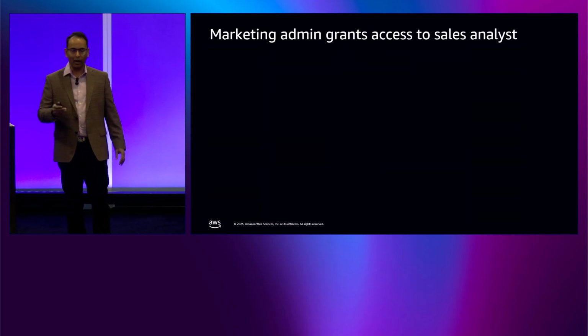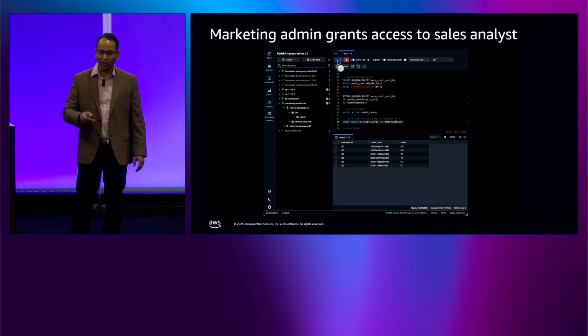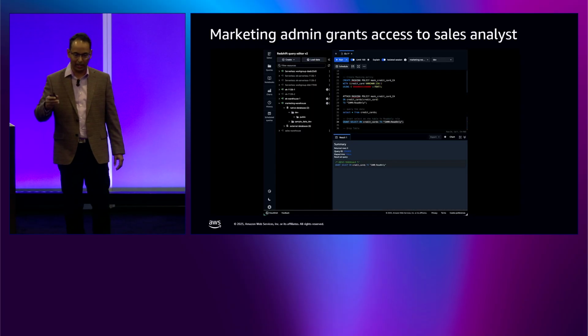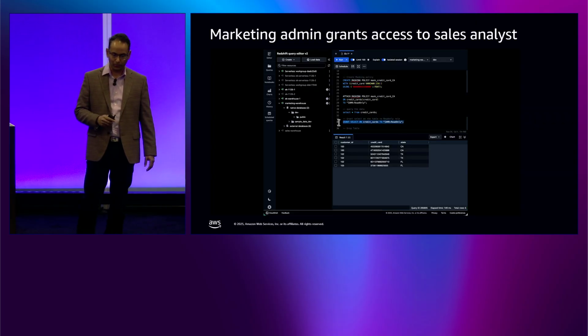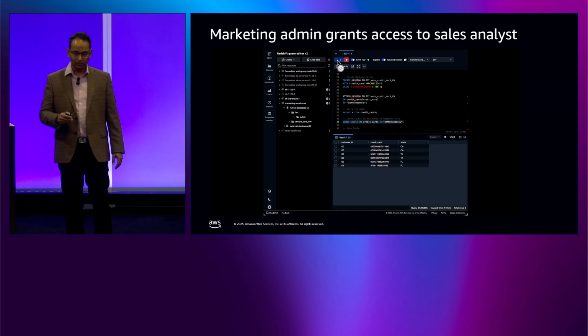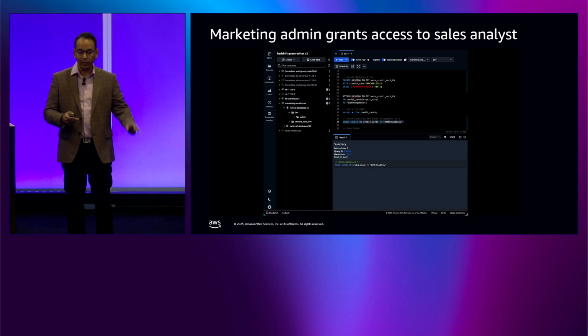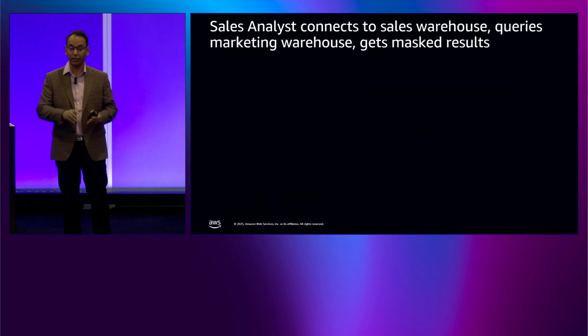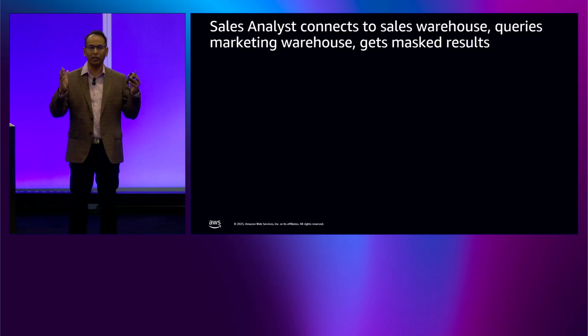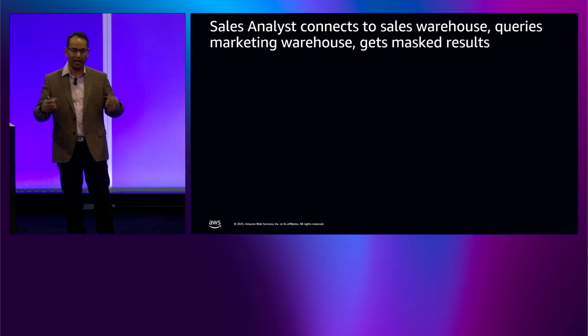Now that they have created the masking policies, they decide to grant access. And granting the access is as simple as granting select access to the analyst role, right? So now that completes the administrative part for the marketing admin, who has registered the warehouse with the Glue catalog, created the table, added the data to it, created the policies, and shared the access.